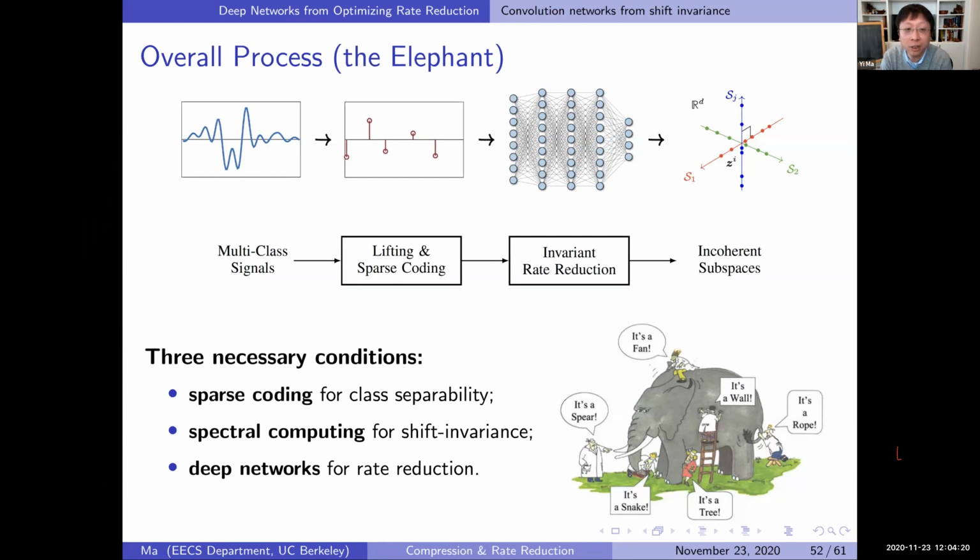And then for spectral computing, we use convolution. You're doing it for shift invariance. It's necessary. It's not something you want, it's not what you tested to see whether it worked and then used. No, you have to do it. And the deep network is just for rate reduction, greedy descent. So that's the elephant, sort of explaining different pieces of the deep networks.